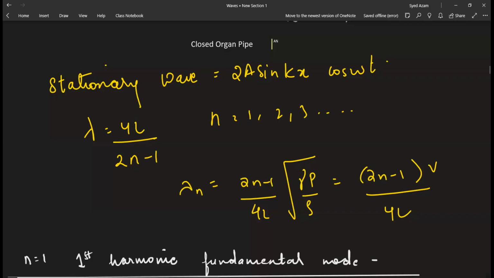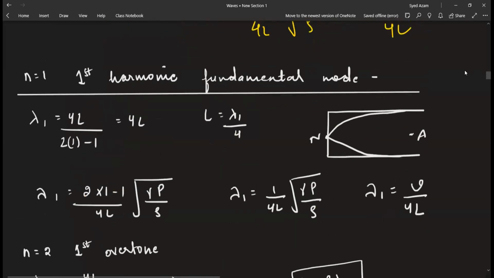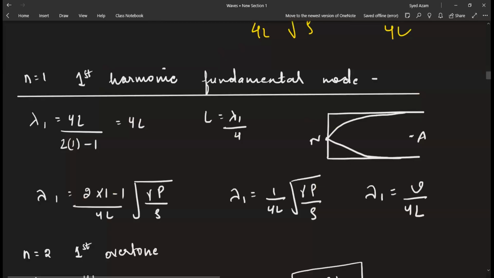Frequency and wavelength. Now see, for the first harmonic or the fundamental, closed organ pipe means one side is closed and the other side is open, like this. This is how the first wave will be formed. When you put in the value of n as 1, you get L as lambda 1 by 4, and frequency you get as V by 4L. That's what I was telling you initially, that this is nV by 4L, because this is the nth one. So it looks like this, one node with one antinode.